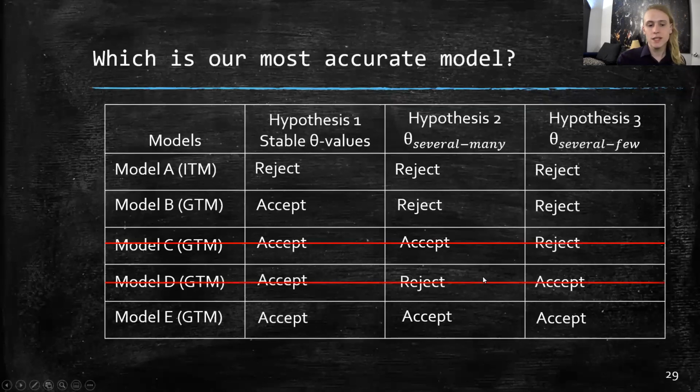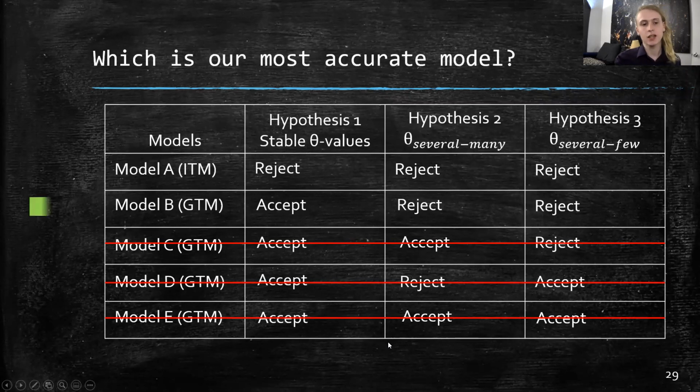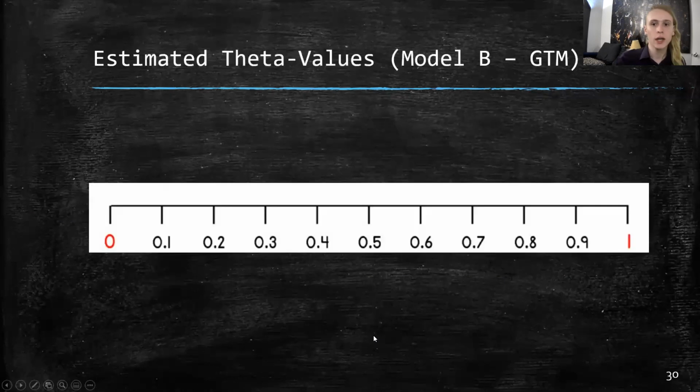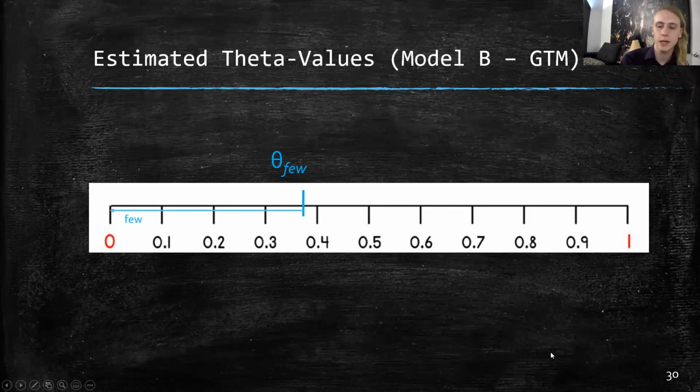So with models C, D, and E out of the game, we're choosing between models A and B, and it looks like model B has the strongest evidence. So let's look at what the actual theta values were, right? If we're choosing model B, if we're going to move forward with it, what actually happened there? What are the estimates that we get? So for theta few, our estimate is 0.38. So again, you can think about that in terms of like the 38th percentile. So anything less than that is going to be considered few.